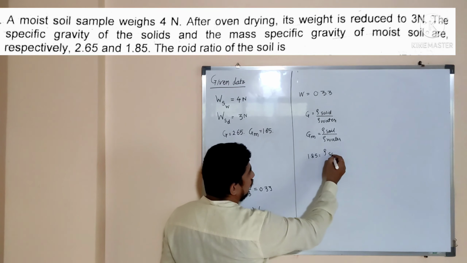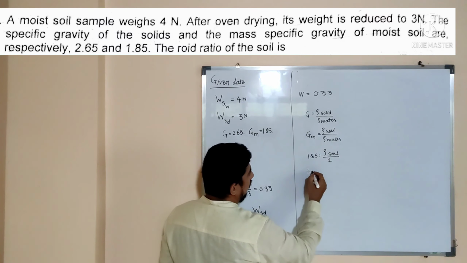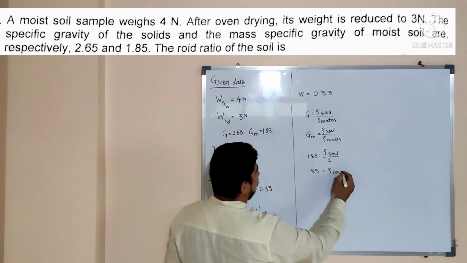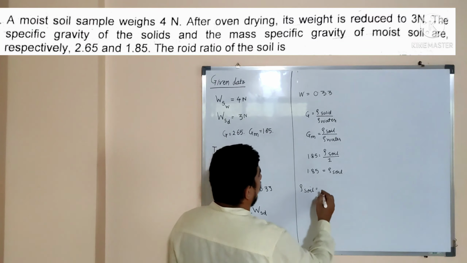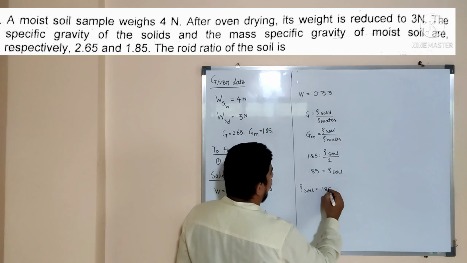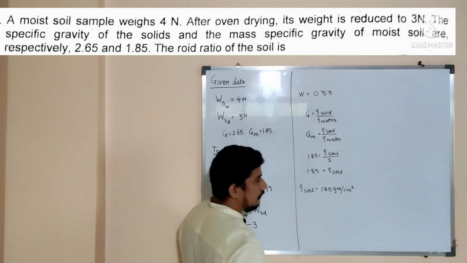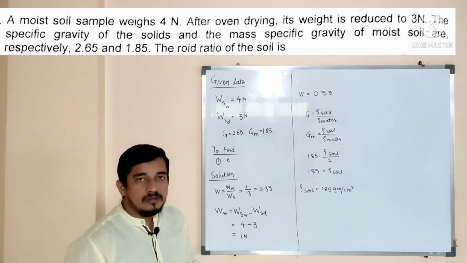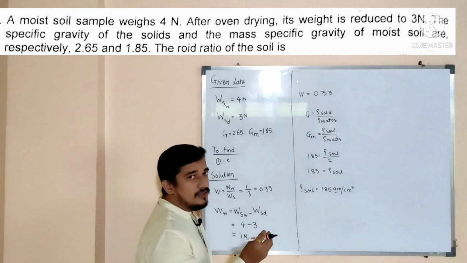Rho of soil is unknown to us. We will say rho of water is 1. So 1.85 is nothing but the rho of soil, that is the density of the soil, 1.85 gram per centimeter cube. As this is the moist soil, we do not know what the degree of saturation is, but we know the density of this soil.